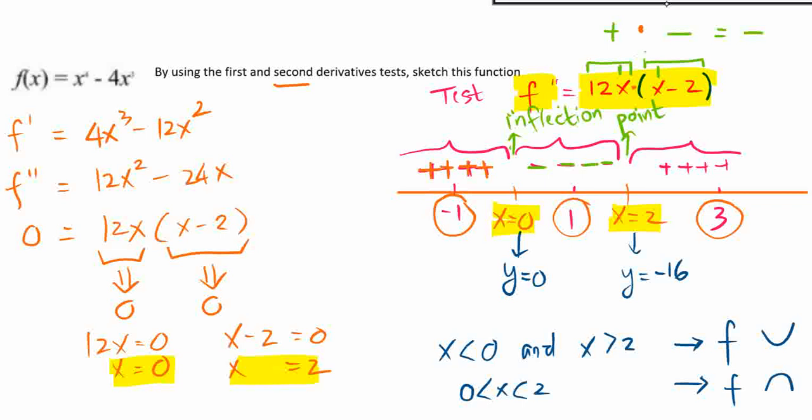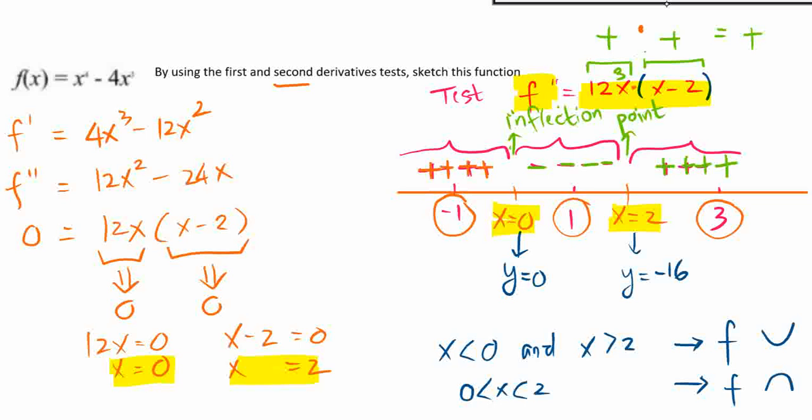Now for the value of x greater than 2, we take 3 here. Let's test them in the second derivative. So we plug in 3 here. 12 times 3 is 36, so it's positive. 3 minus 2 is 1, so it's positive. Positive times positive is positive, so this section is positive. So we are done with the second derivative test.